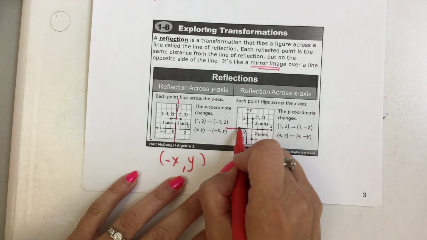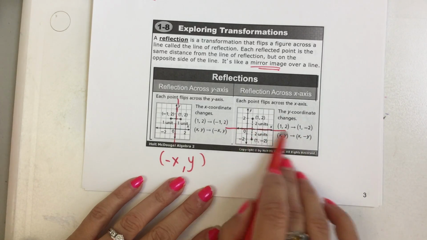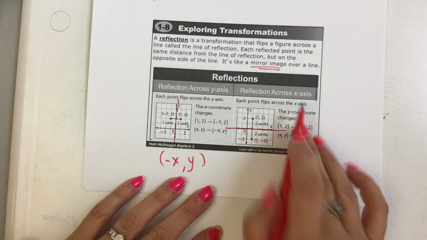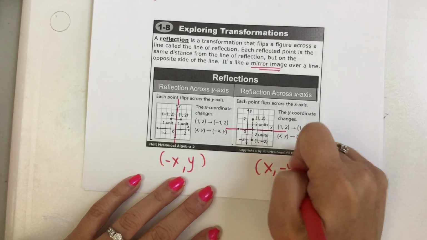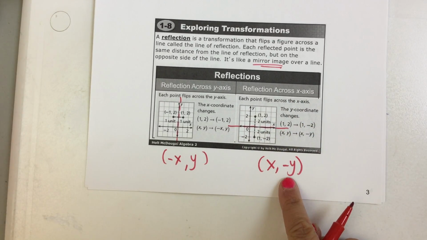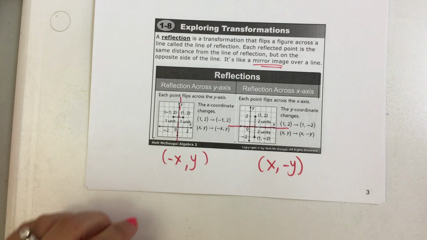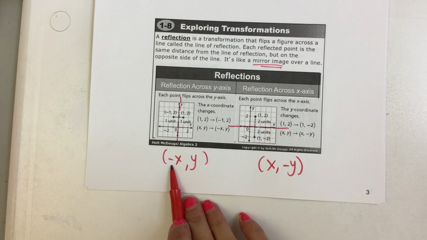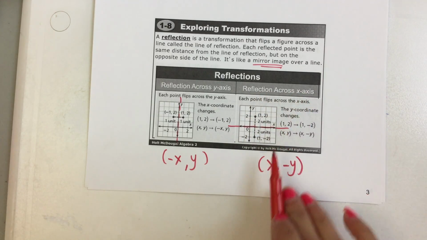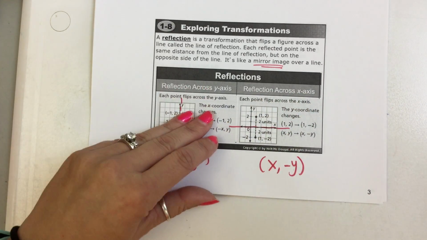If I want to reflect across the x-axis, that means it's like a mirror image here. To reflect across the x-axis, you keep the x the same. What you need to do is change all of the signs of the y-coordinates. Anything positive becomes negative, anything negative becomes positive. So again, to reflect across y, you keep y the same, change the x. To reflect across x, you keep x the same, change the y's.